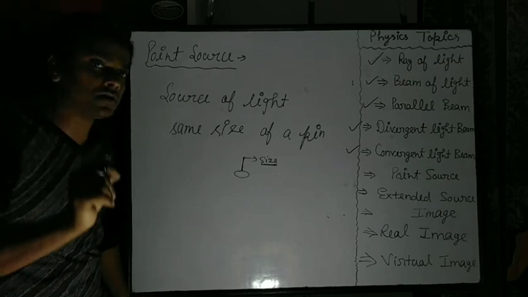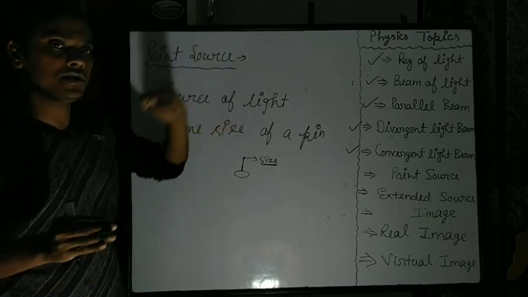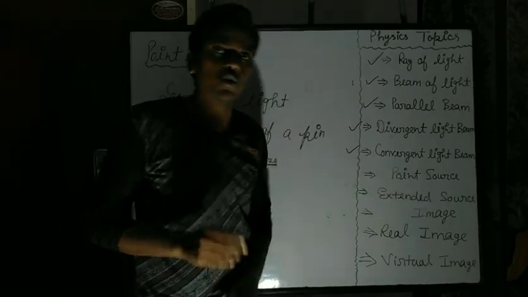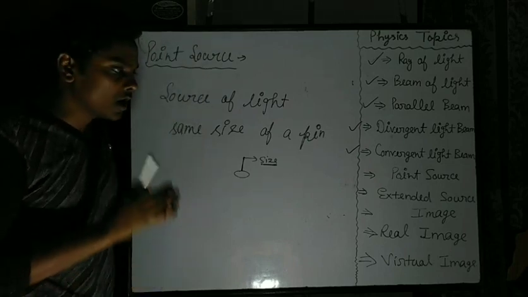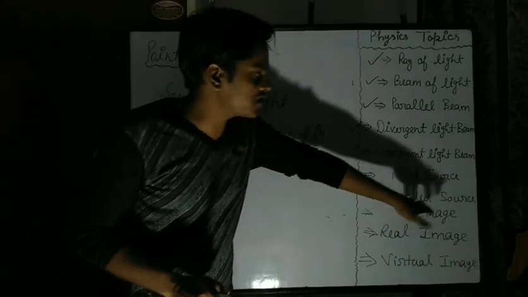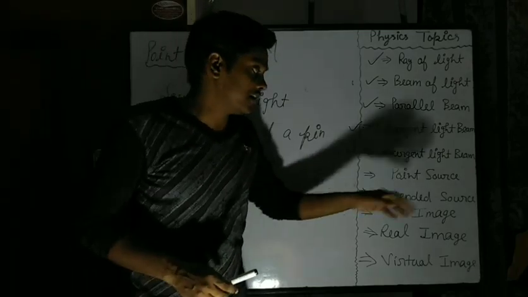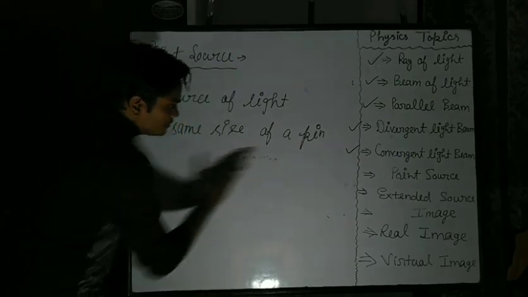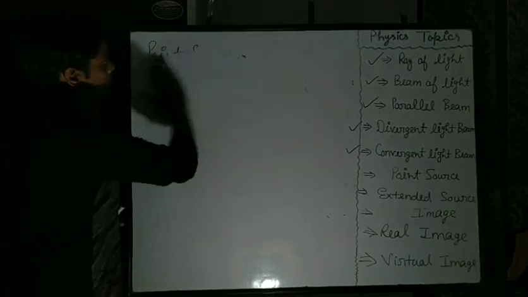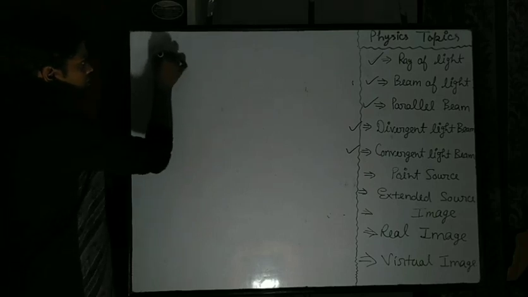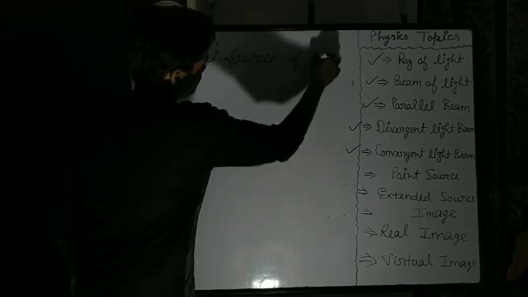And except this, means larger than point source, all the light sources are known as extended source of light. Means except this point source, all the sources of light are known as extended source of light. As like sun, as like CFL, as like LED, all are the examples of extended source of light.